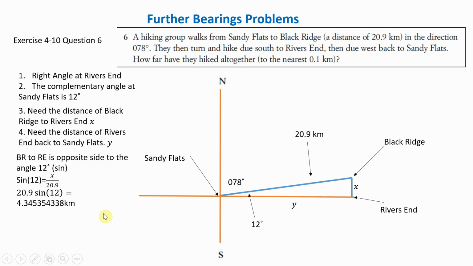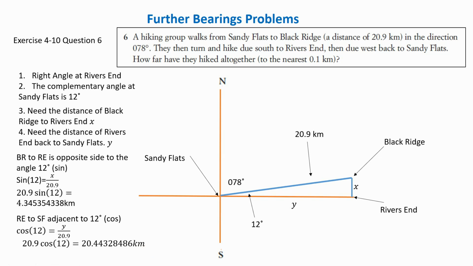That's good. Then the next one is our River's End to Sandy Flats. That's the adjacent side to the 12 degrees. And so adjacent and hypotenuse ratio is cos. So to set out the answer, the cos of 12 degrees equals the adjacent side, which I've labelled as y, over the hypotenuse, which we know is 20.9. Multiply both sides by 20.9. 20.9, the cos of 12 equals 20.44, and so on.